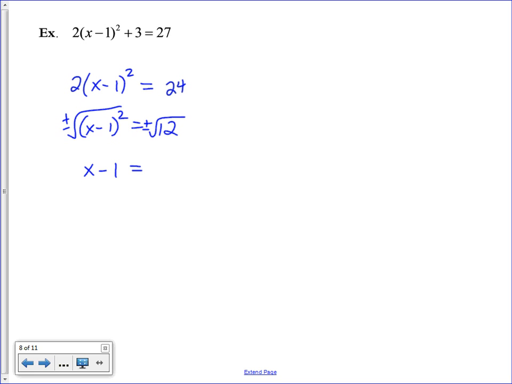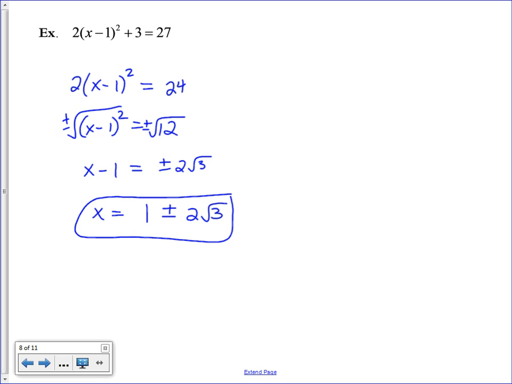The left side will say x minus 1. This will simplify into plus or minus 2 root 3. And then we add the 1 to the other side. Remember, the rational part comes first, and the irrational part goes second. And there are the two answers.